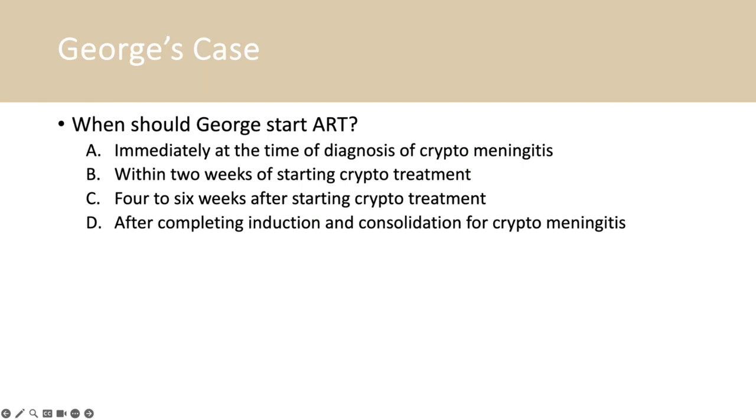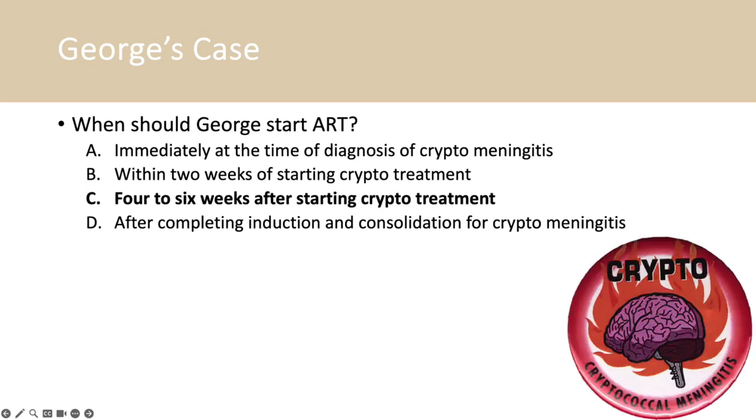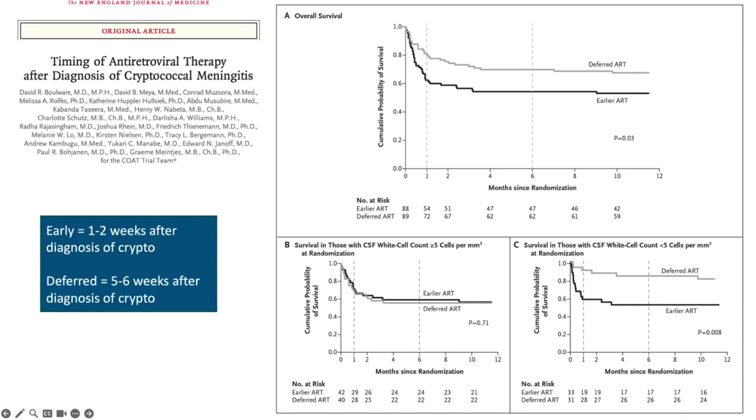When should you start ART? Immediately at the diagnosis, within 2 weeks of starting crypto treatment, 4 to 6 weeks after crypto treatment, or after completing induction and consolidation? C. Okay, so this was another one of those crypto New England Journal randomized controlled trials of early ART, which is 1 to 2 weeks after diagnosis of crypto, so sort of in the realm that we do for most opportunistic infections, versus deferred 5 to 6 weeks later.